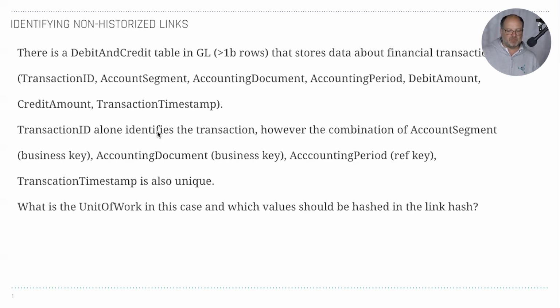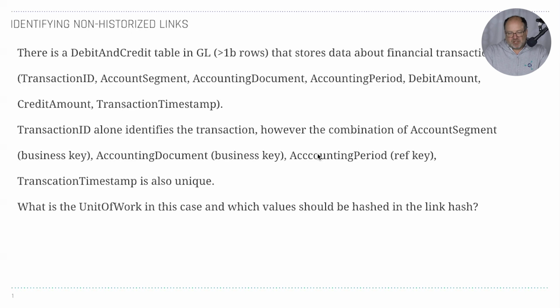Now, which values should be hashed in a link hash? Let's give you a couple of answers here. In theory, you could get away with the transaction ID. In theory, you could also get away with those other 3 elements: the account segment, the accounting document, and the accounting period. Now, what I would do is this.